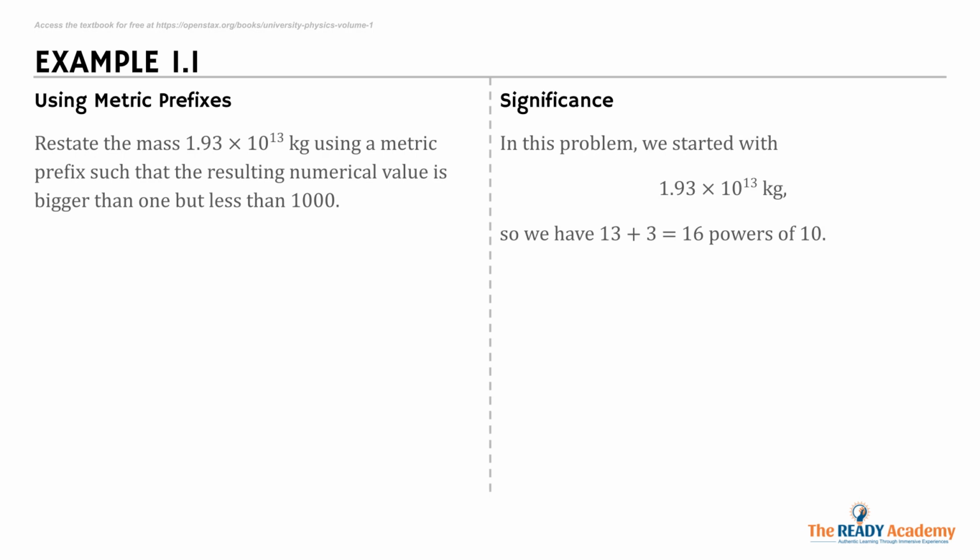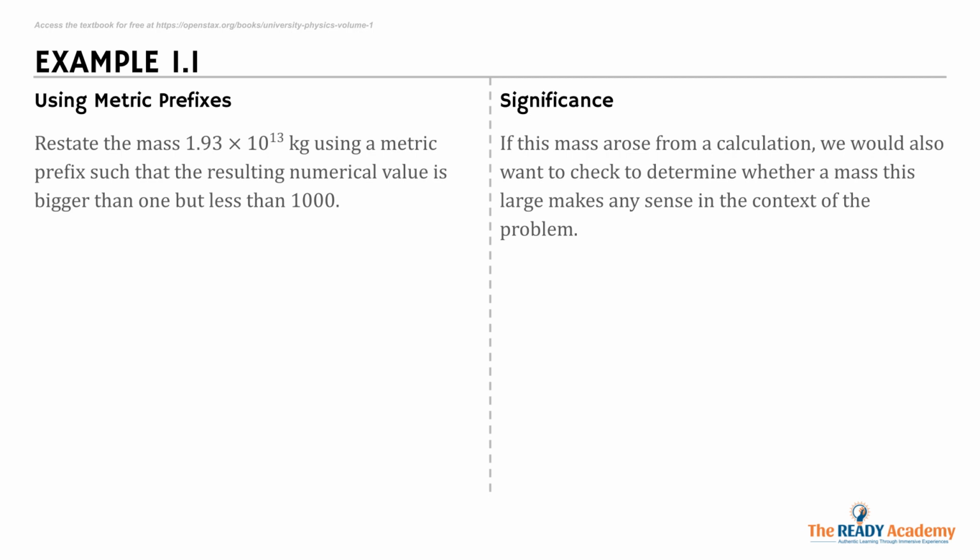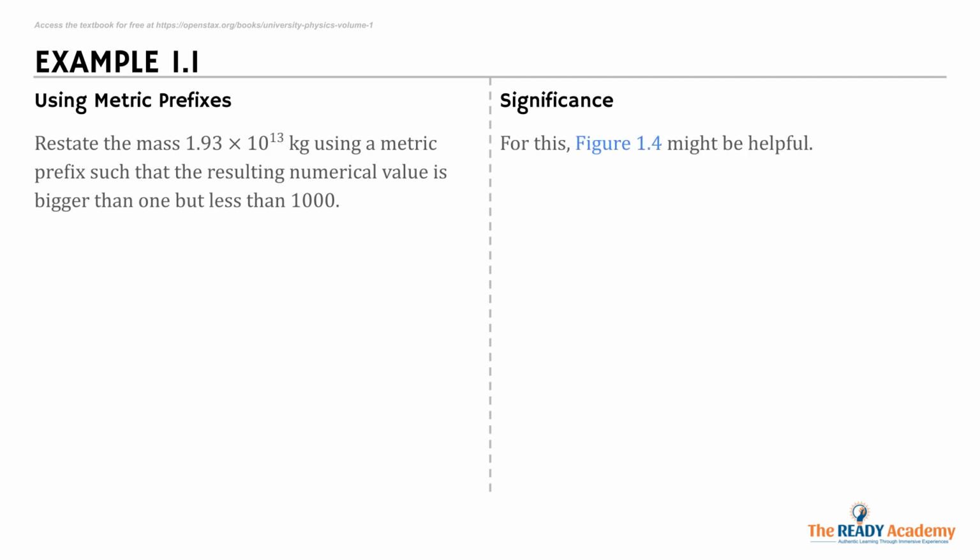In this problem, we started with 1.93 times 10 to the 13 kilograms, so we have 13 plus 3 equals 16 powers of 10. Our final answer in scientific notation is 1.93 times 10 to the 1 petagrams, so we have 1 plus 15 equals 16 powers of 10. So, everything checks out. If this mass arose from a calculation, we would also want to check to determine whether a mass this large makes any sense in the context of the problem. For this, Figure 1.4 might be helpful.